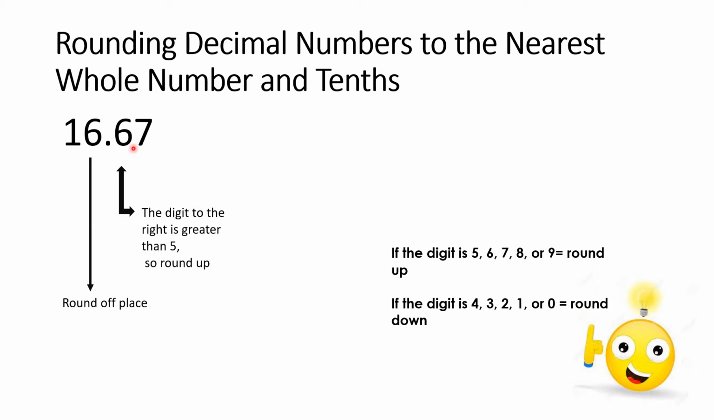So therefore, 16.67 when rounded to the nearest whole number becomes 17.